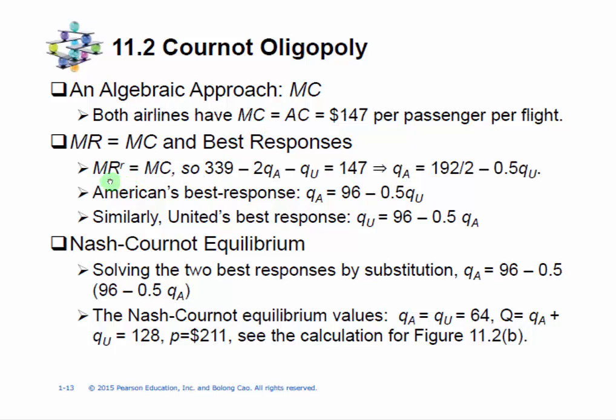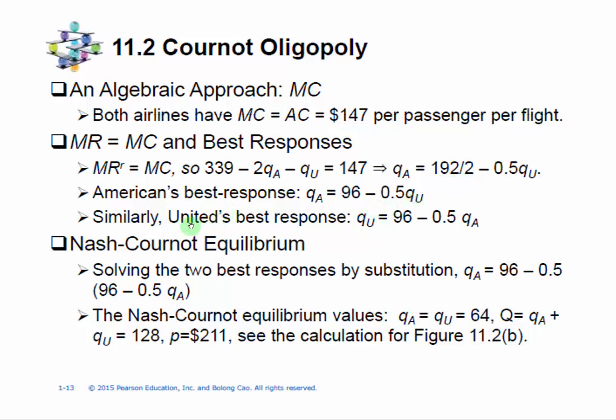Now, if we equate the marginal revenue with marginal cost, we have 339 minus 2 times QA minus QU equal to 147. So QA equals 339 minus 147, we have 192 divided by 2, which is the coefficient on QA, minus QU itself divided by 2. This profit maximizing condition gives us American Airlines' best response function, that is QA equal to 96, which is 192 divided by 2, minus a half of QU.